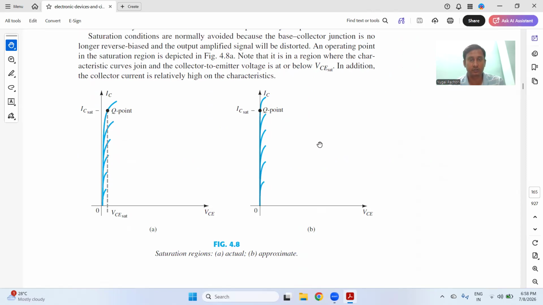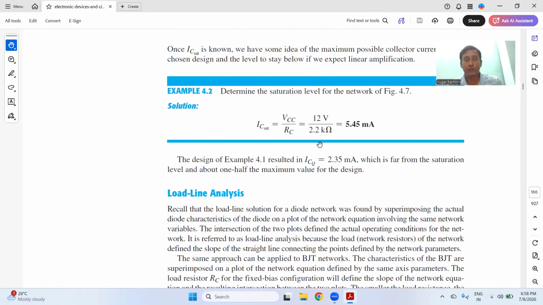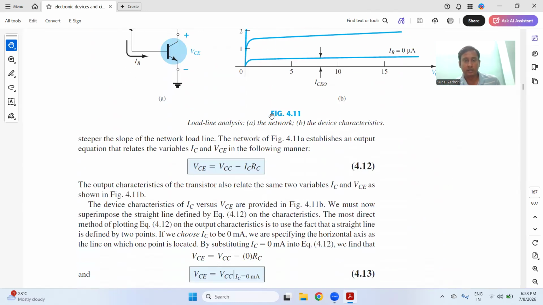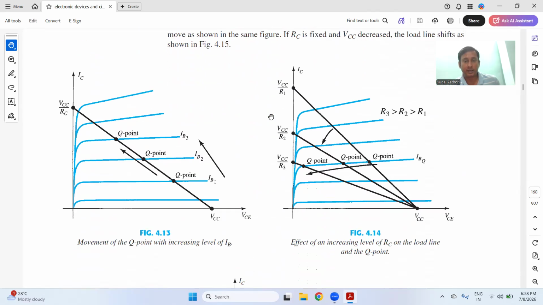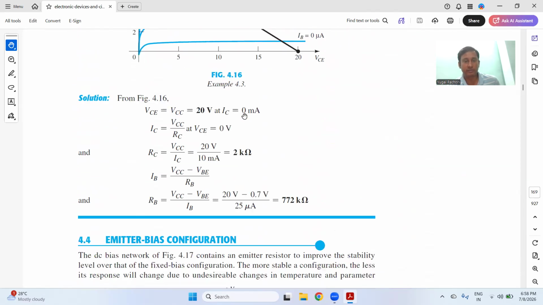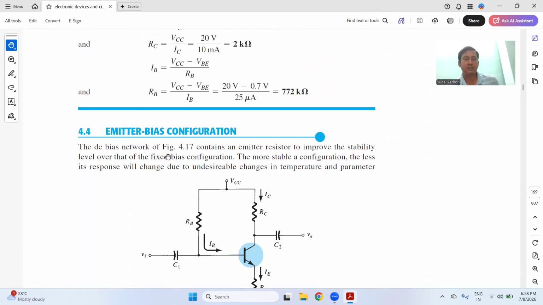So this is the fixed resistance bias. You can do example 4.2 for a better understanding of the fixed bias circuit. Now look into another circuit. This is again fixed bias, analysis of the fixed bias. Now the emitter bias configuration.